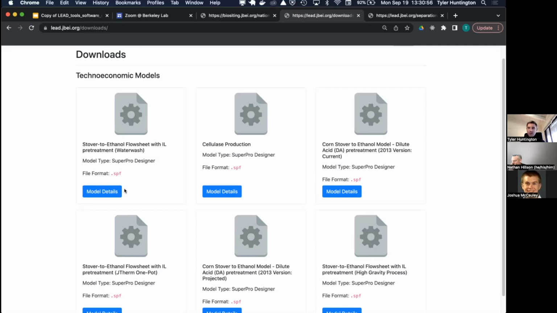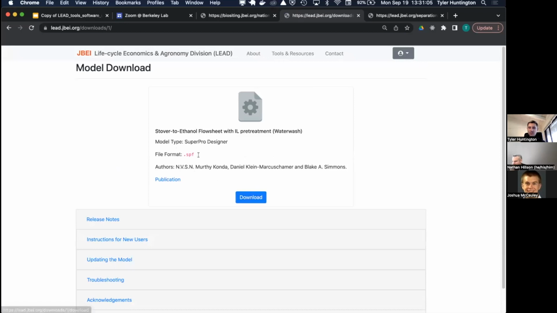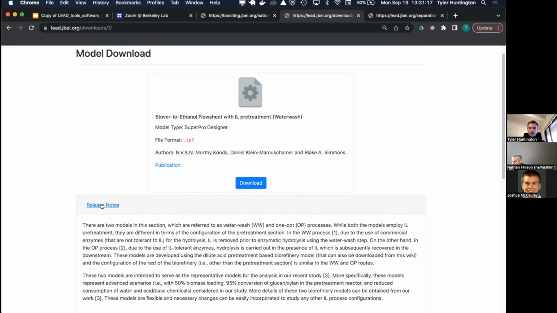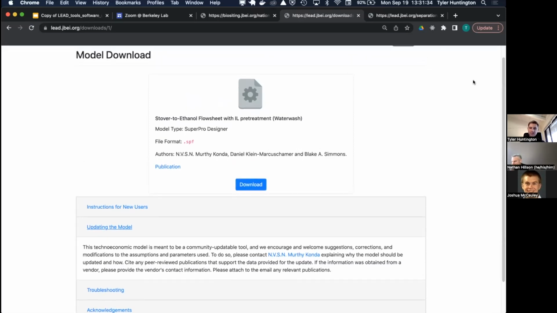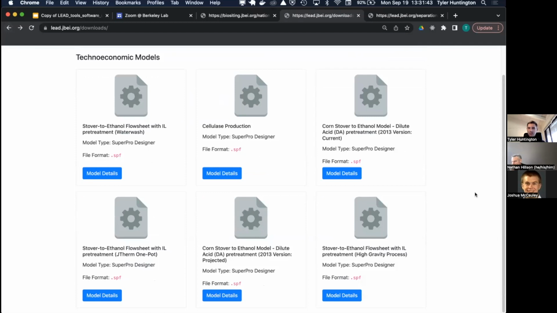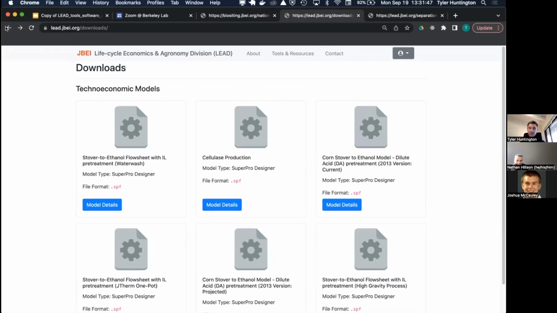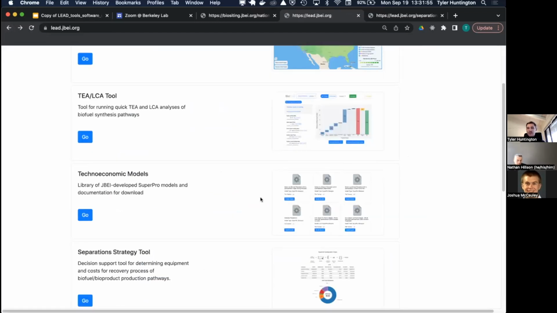So the next best thing we offer in terms of sharing these models is to enable you to download their SuperPro files. And then if you have SuperPro on your own machine, you can load them up and run them locally. And we offer a lot of metadata to accompany those files, as well as links to the publications where those processes are documented. So we've done that for every SuperPro model developed in our group over the last several decades that we've been building these models essentially. So this is less interactive, more of just a library of past work.